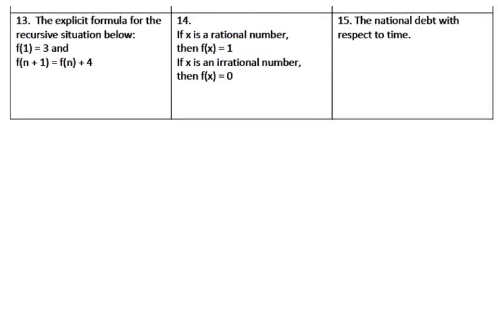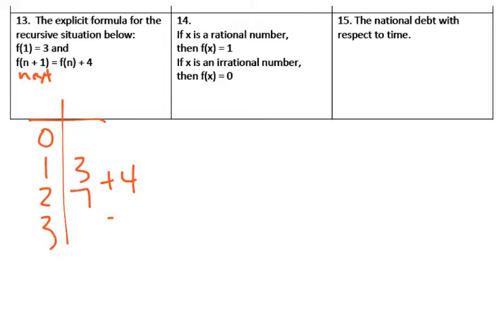Alright, so the last three, the explicit formula for the recursive situation below. So f of 1 equals 3, f of n plus 1 equals, so this is the next, is equal to the current plus 4. So if I made a table of that, 0, 1, 2, 3, that would be 3. We would add 4 each time, right? So that would be 7. That would be 11.